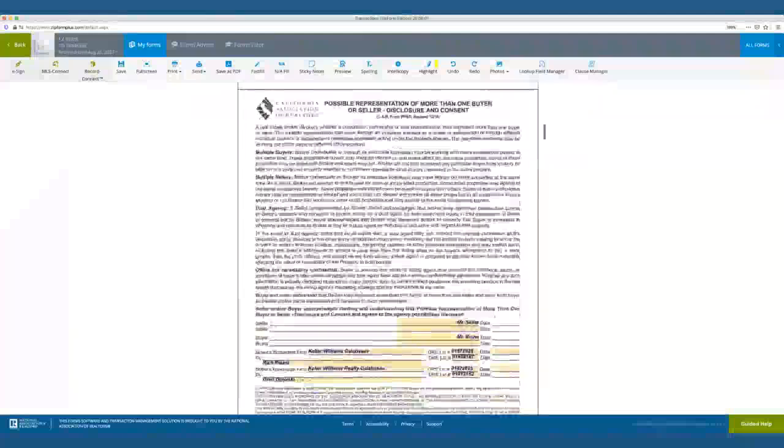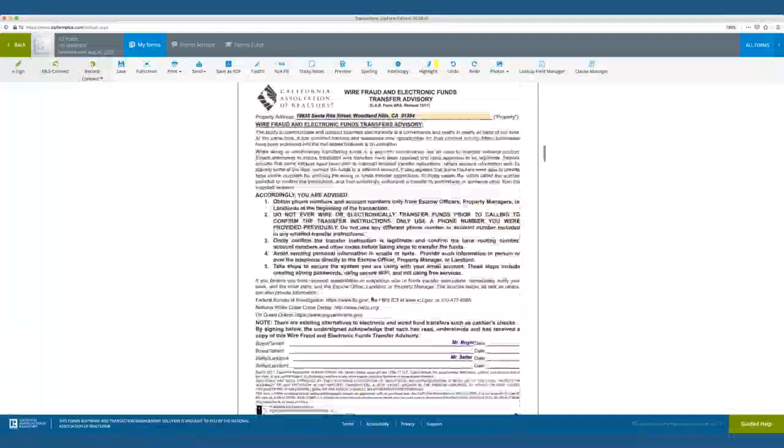The second form is possible representation of more than one buyer or seller, disclosure and consent. Basically telling the client that not you personally as the agent, but the brokerage may be representing another buyer on this property. There may be other agents putting offers in on this very same property from that brokerage. So we would then be a dual agent. There could be other properties similar to this that we represent. So it's just a disclosure giving that information.